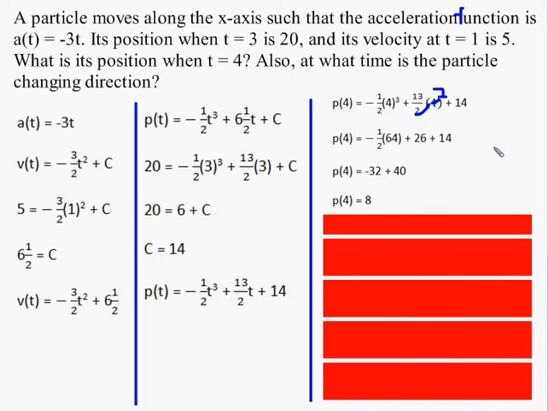Again, remember we're on a number line. So here's 0 on our number line. At time is 4, we would be at the position 8.